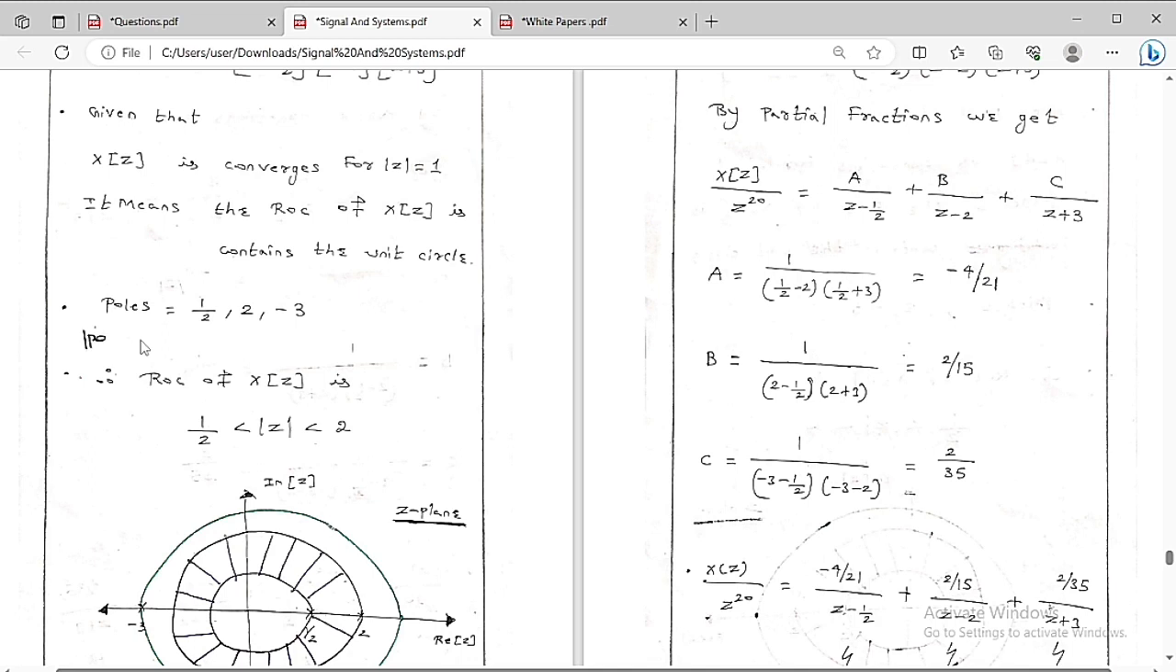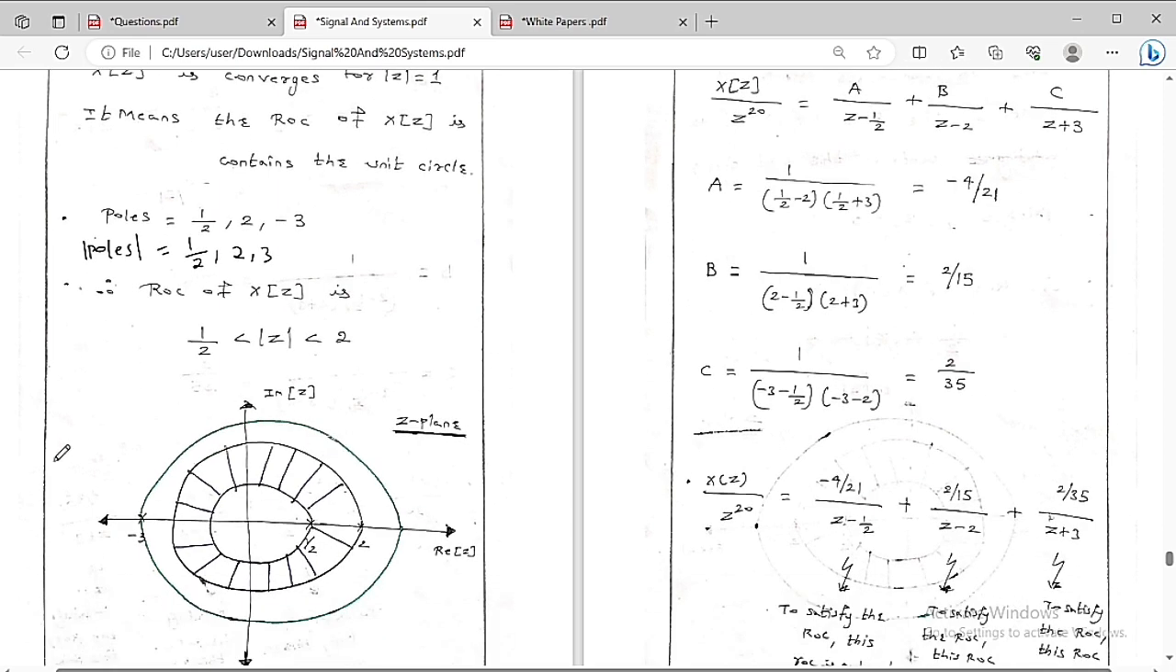The magnitude of the poles is obtained by taking the absolute value: half, 2, and 3. Now draw circles of radius half, radius 2, and radius 3. In the z plane, there is the real part of z and the imaginary part of z. This is a circle of radius 2, and this is a circle of radius 3. Now if I plot the poles, half is (half, 0), 2 is (2, 0), and minus 3 is (minus 3, 0). So here I have plotted the poles.